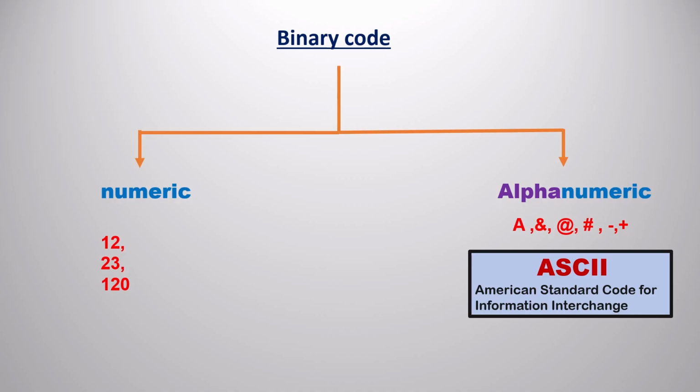But for alphanumeric, like special characters, we use ASCII, which means American Standard Code for Information Interchange. This is generally decided by an American-based union, which decides throughout the world what symbol we have to use and what code we have to use.